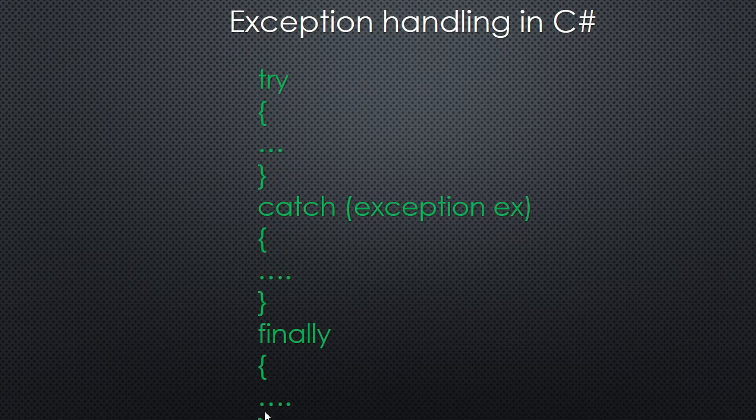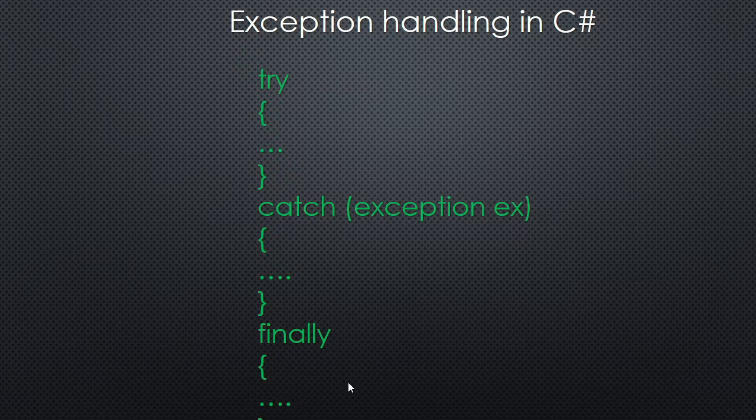And you can optionally add a finally clause, or finally block, to your try-catch statement. The finally block will always be executed by the compiler. If there is an exception or if there is no exception, this finally statement will be executed. So the code inside these brackets will always be executed.